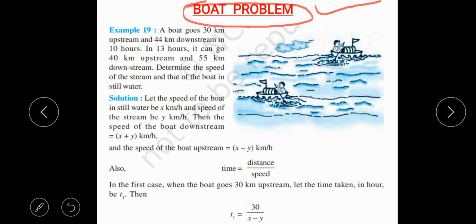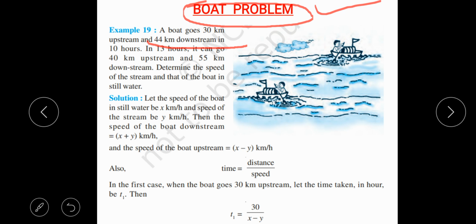Firstly you must understand what the question is. Here I'm going to explain it. The question is: a boat goes 30 km upstream. Upstream means against the flow of the water. Listen again: a boat goes 30 km upstream, meaning the boat is moving a 30 km distance against the flow of the water, and 44 km downstream.